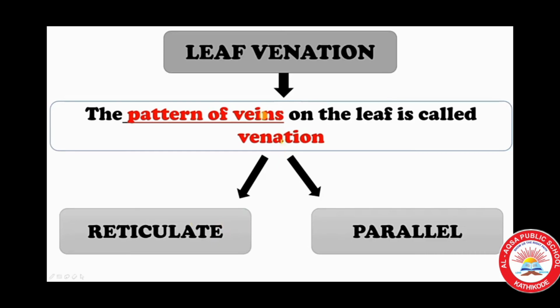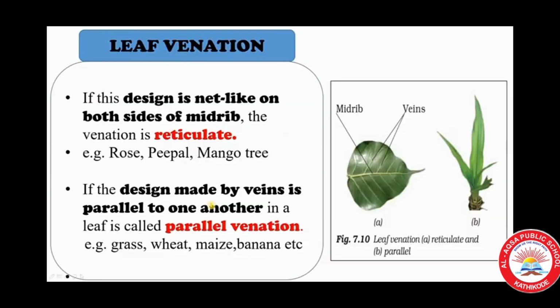Now let us discuss leaf venation. What is venation? The pattern of veins on the leaf is called venation. You have already studied this in lower classes. There are 2 types of venation. The first one is reticulate venation and the second one is parallel venation.